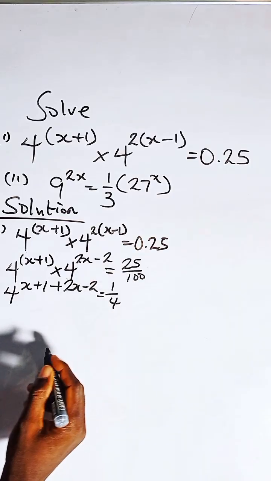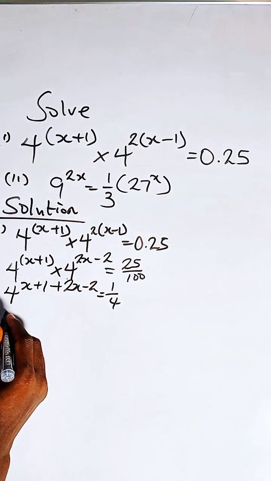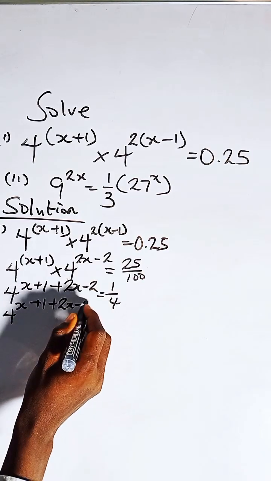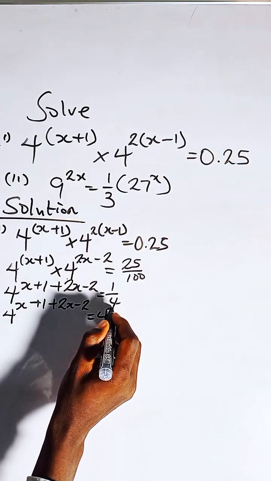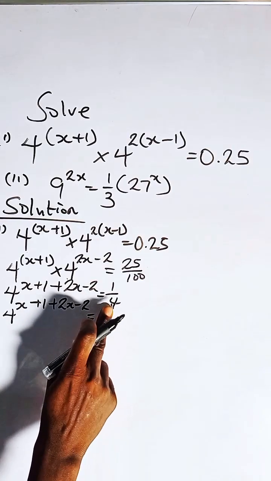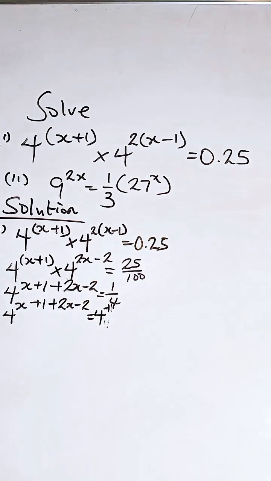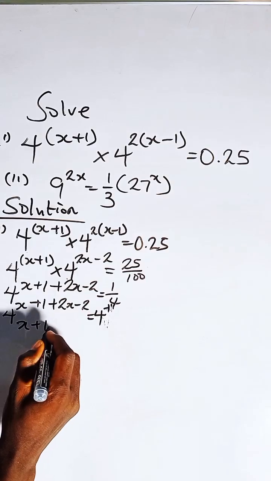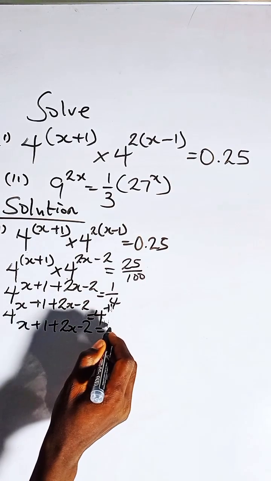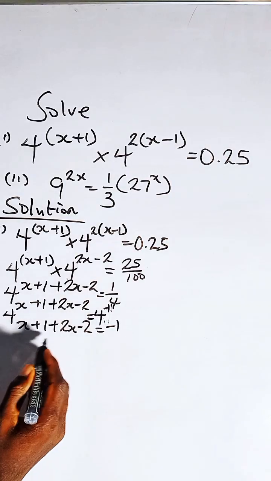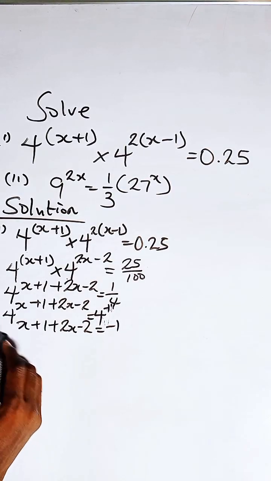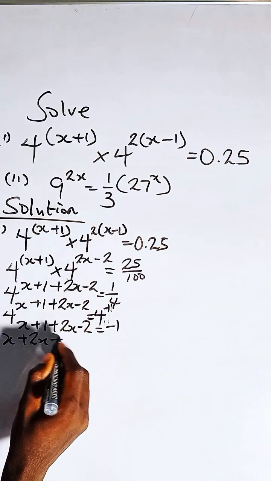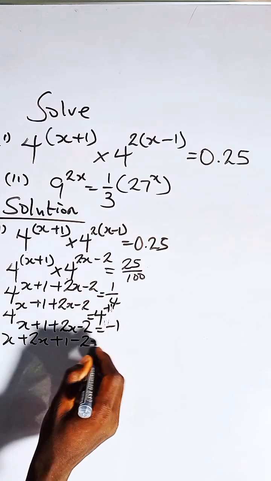When we simplify this, let's have everything in base 4. So we have 4 raised to power x plus 1 plus 2x minus 2 equals 4 raised to power minus 1. From here we can equate the power. So we have x plus 1 plus 2x minus 2 equals minus 1, and we collect the like terms by rearranging it properly. So we have x plus 2x, plus 1 minus 2, plus 1.